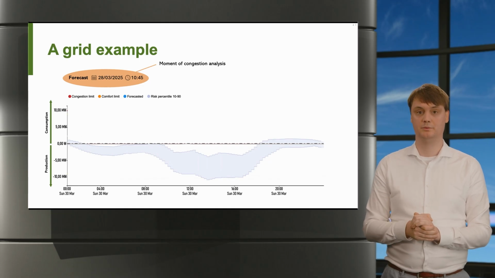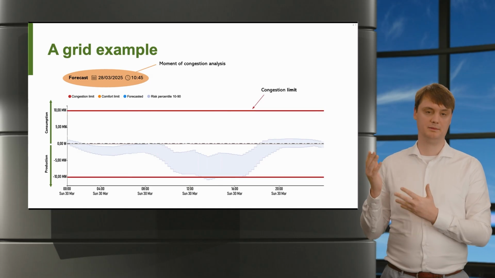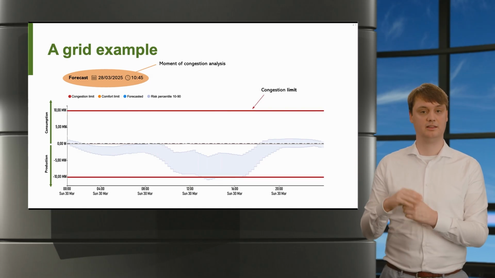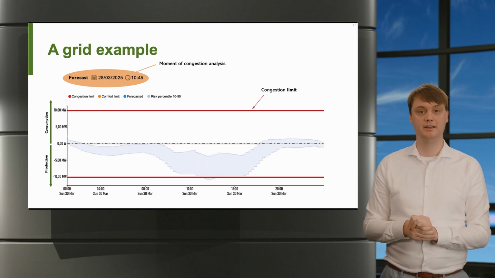Within this grid, we also have limits. In our example, we keep it really simple. We say it's a 10 megawatt station, so the congestion limit is set at 10 megawatts all the time. In reality, limits can be much more complex, but this is enough to explain the idea. What do we do next?